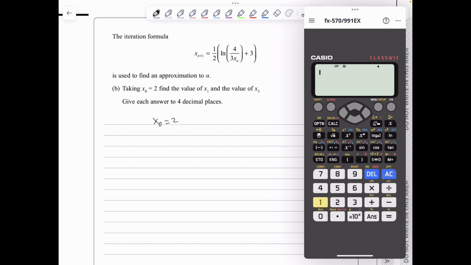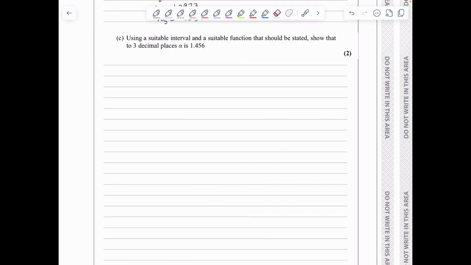And then I will do a half of a ln of 4 over 3 ans, and I will close these brackets, plus 3 and close the bracket. So every time I press the equal sign, it's a new iteration. So I press it once and I get 1.2973. So x1 is 1.2973 to 4 decimal places. This is x2, x3, x4, and x5. So x5 turns out to be 1.4537.